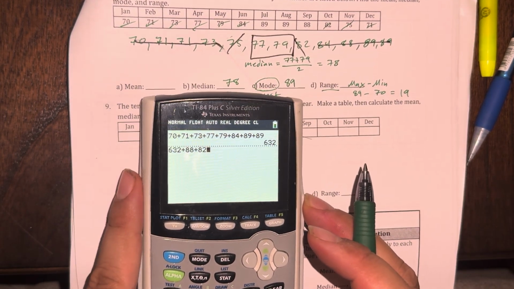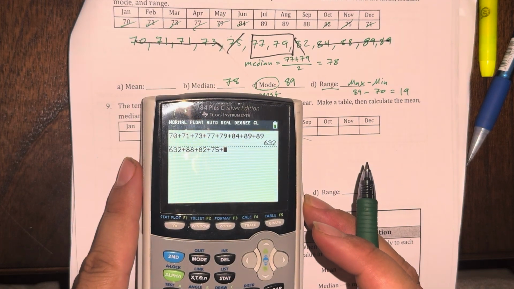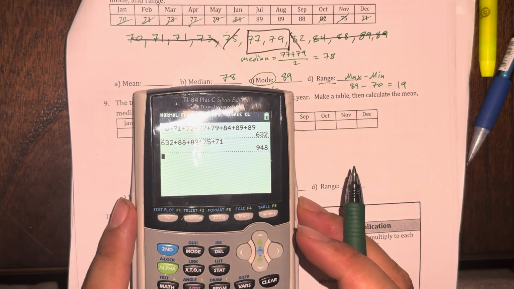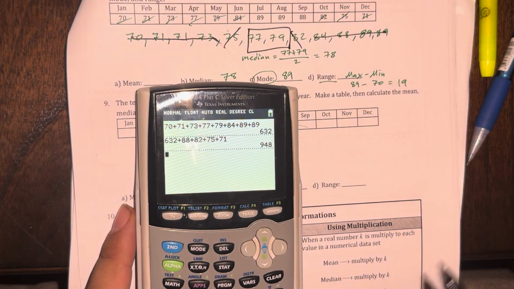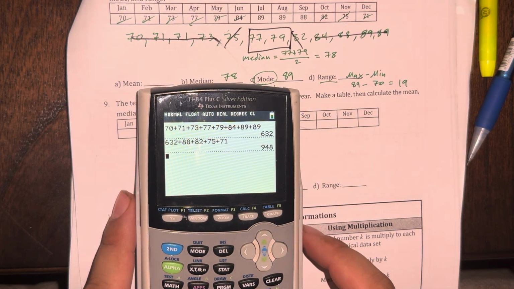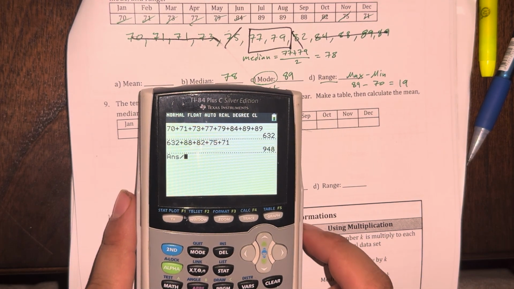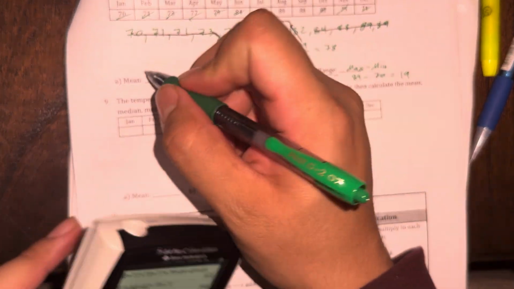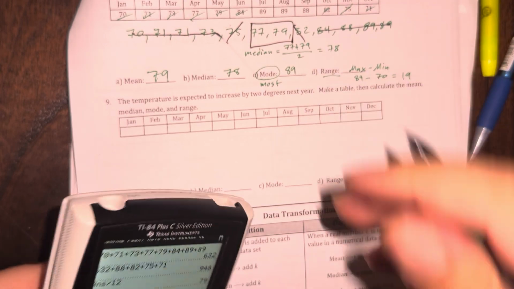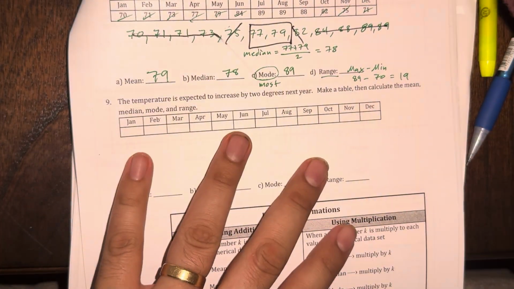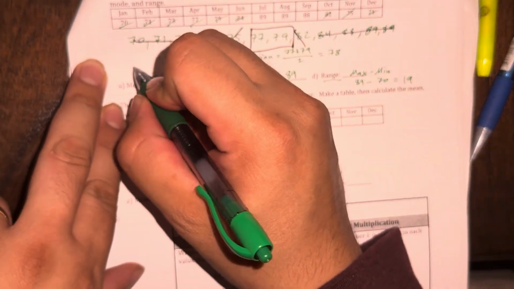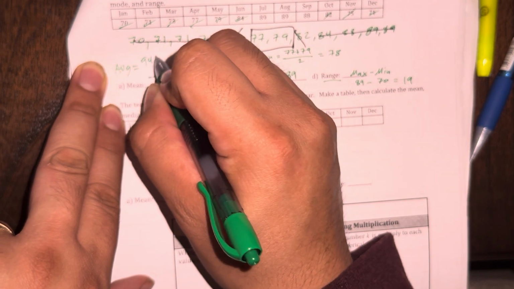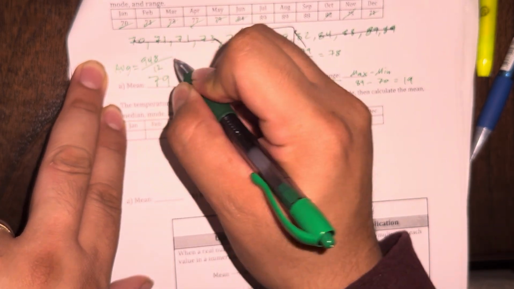88, 82, 75, and 71. So if I add these values up, I get 948. And now I'm going to go ahead and divide that by the number of months, which is 12. So we get an average, or mean, of 79. I'm going to go ahead and write that here. So the average equals 948 divided by 12.